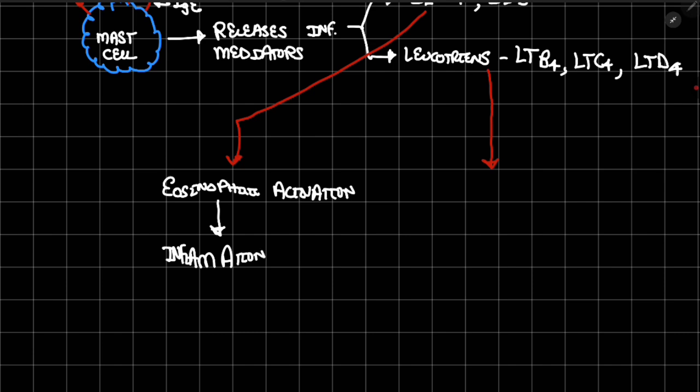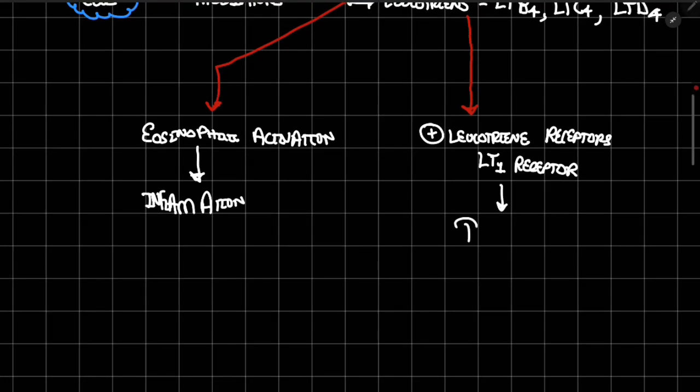Now what do leukotrienes do? Leukotrienes act on leukotriene receptors, the LT1 receptor. And what does it cause? It causes bronchoconstriction. Bronchoconstriction means abnormal bronchospasm. And eosinophilic activation will cause inflammation. This LT1 receptor is present on the bronchus.